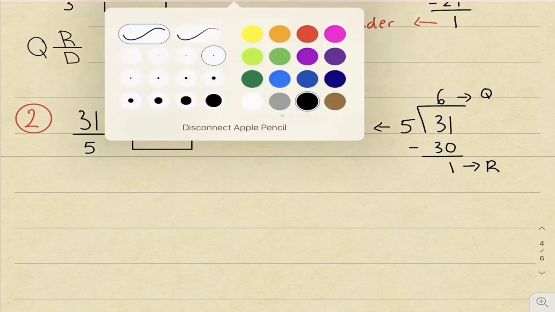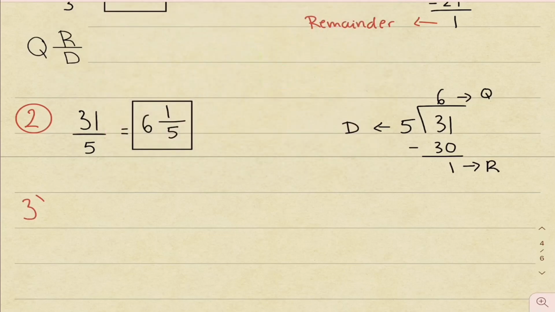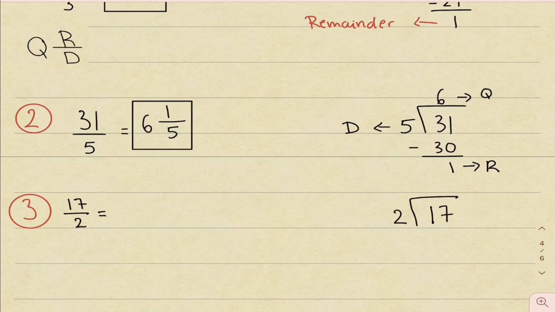Now let me go ahead and do one more problem. Problem 3. Let's say I have 17/2. So again, I'm going to do long division, 17/2. How many times does 2 go into 17? It goes 8 times. 2 times 8 is 16, so I'm going to do minus 16. 17 minus 16 is 1. So the remainder is 1, the divisor is 2, and the quotient is 8.